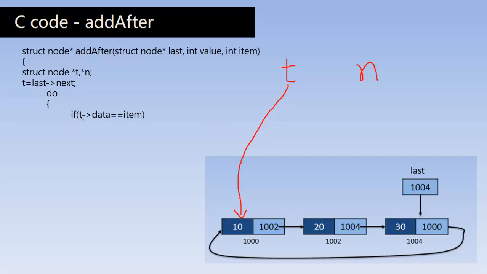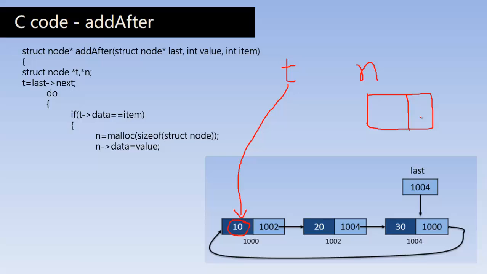If the match is found, if t arrow data equals item, suppose this node is the node after which we are going to insert the new node. If that happens, I will create a new block using the malloc function, and I'll store the address inside n. So I've created a new block here, and this is the next pointer. I'll store the value inside n arrow data. Here I've stored the value, and now I'll store t arrow next inside n arrow next. What is t arrow next? The address of the second node. So I'll store this inside n arrow next.